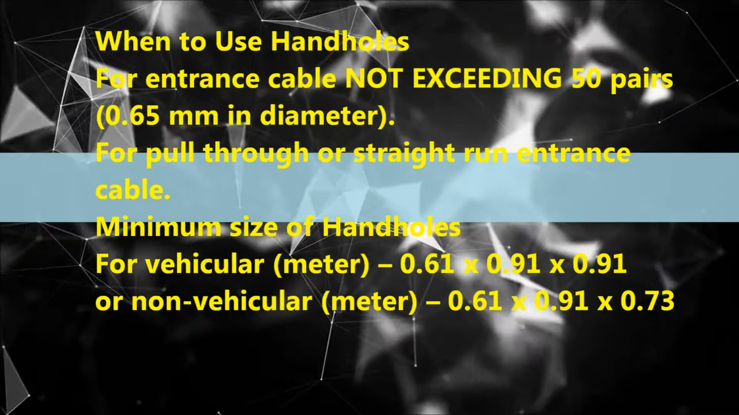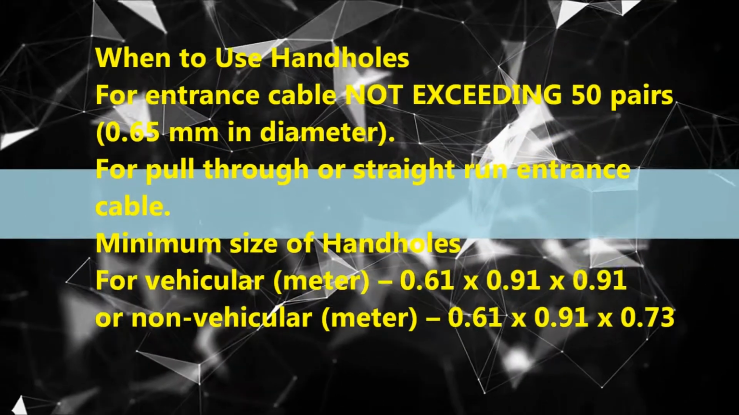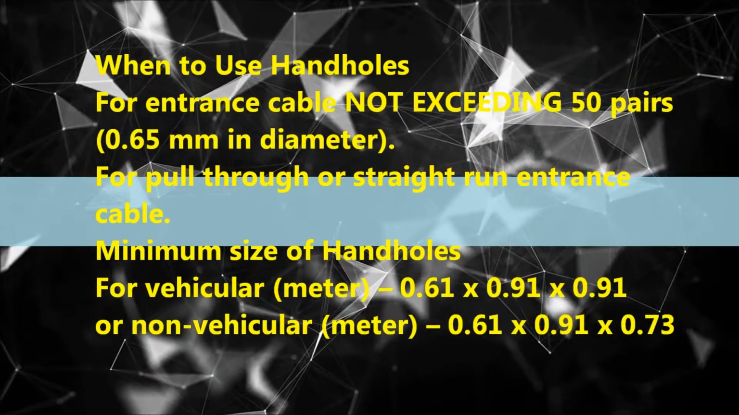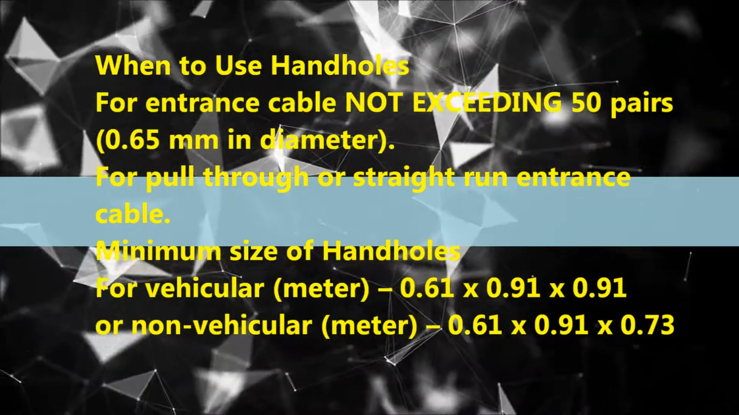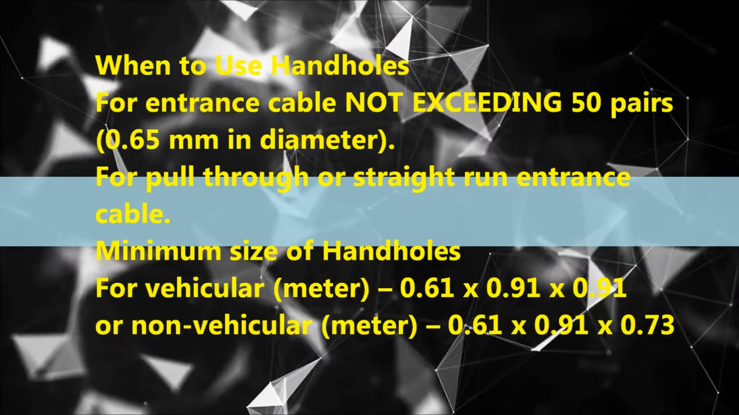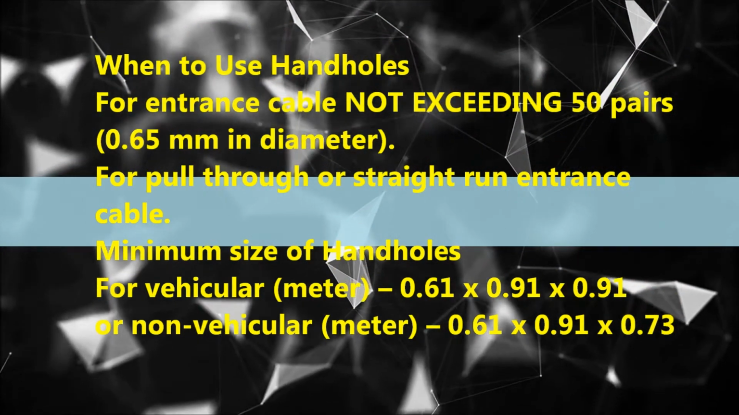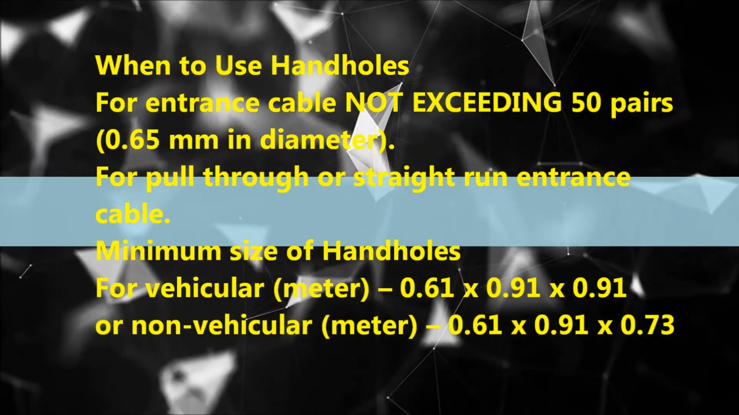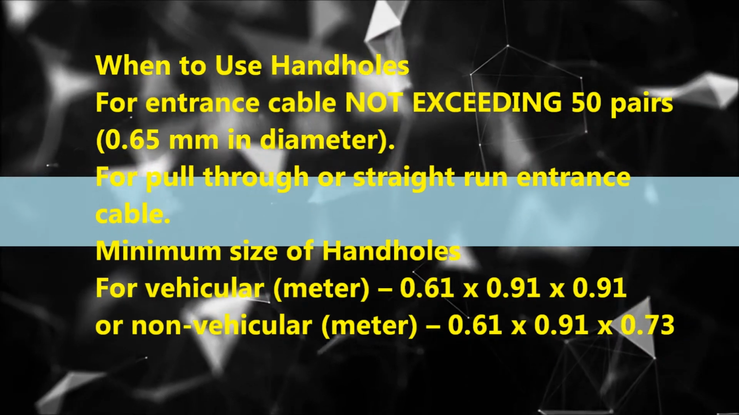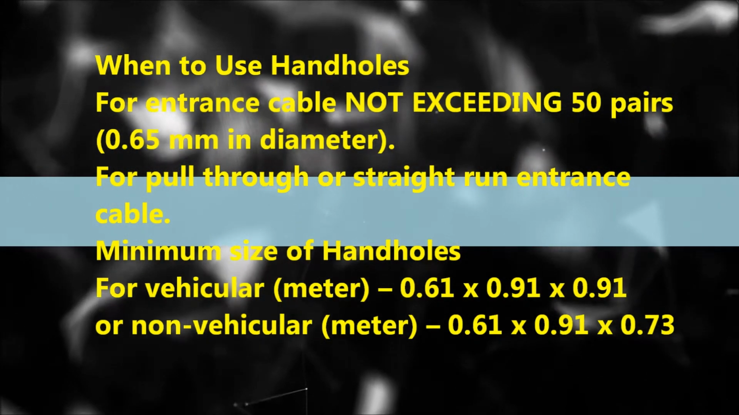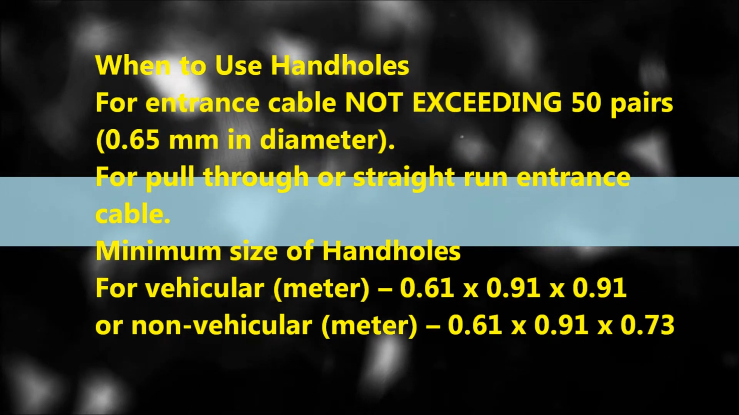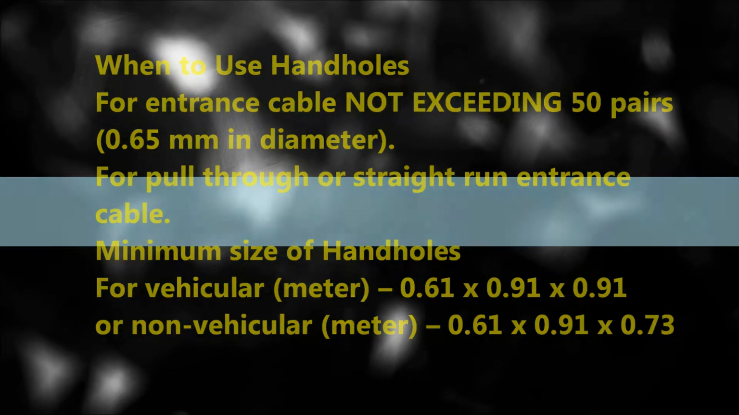For entrance cable not exceeding 50 pairs, 0.65 mm in diameter, for pull-through or straight-run entrance cable, minimum size of handholds: for vehicular, 0.61 by 0.91 by 0.91 meter; for non-vehicular, 0.61 by 0.91 by 0.73 meter.